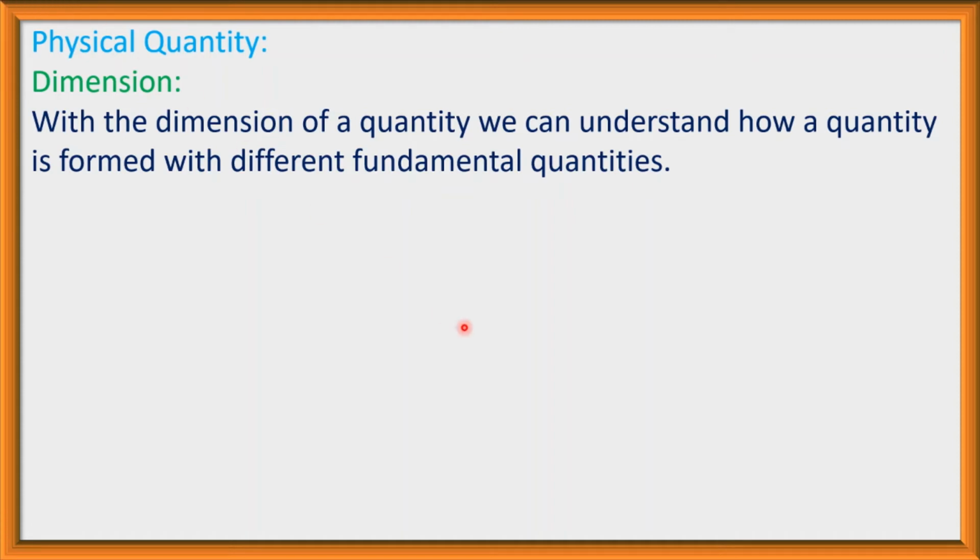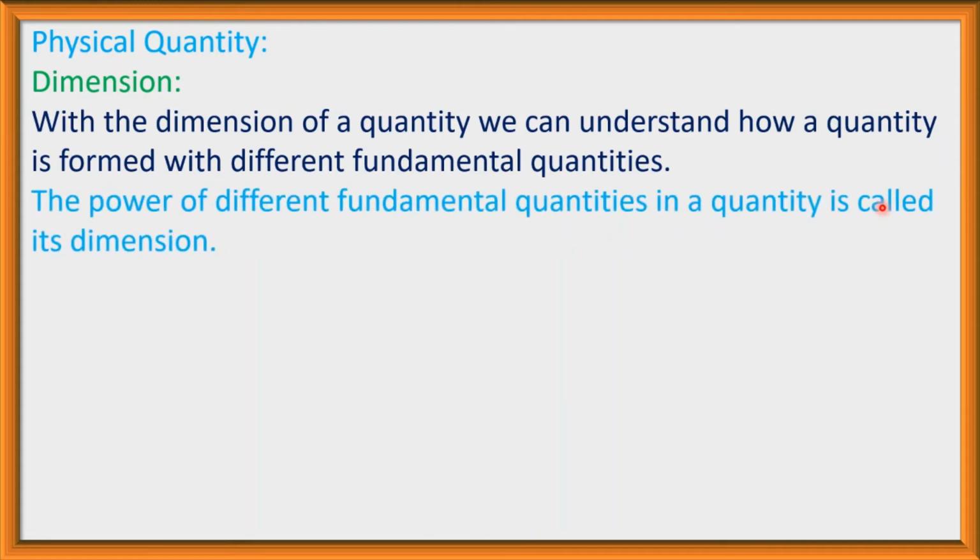If you want to know how a quantity is formed with these 7 fundamental quantities, and in a derived quantity which fundamental quantities are there, we can understand this with the dimension of that quantity. That is, with the dimension of a quantity, we can understand how a quantity is formed with different fundamental quantities. So the power of different fundamental quantities in a quantity is called its dimension.